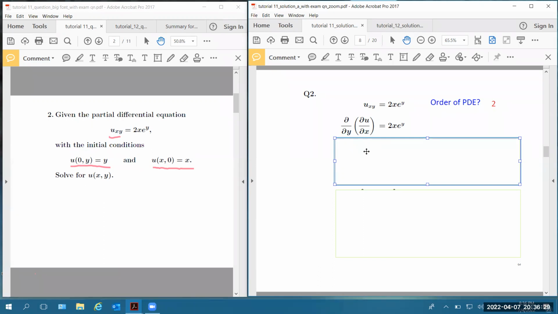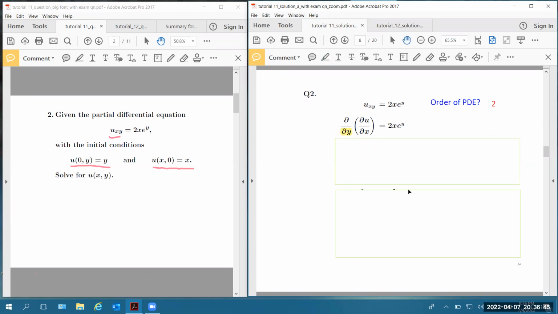After you do this, the first thing you want to do is to remove this del y, the one outside. So you want to remove this.